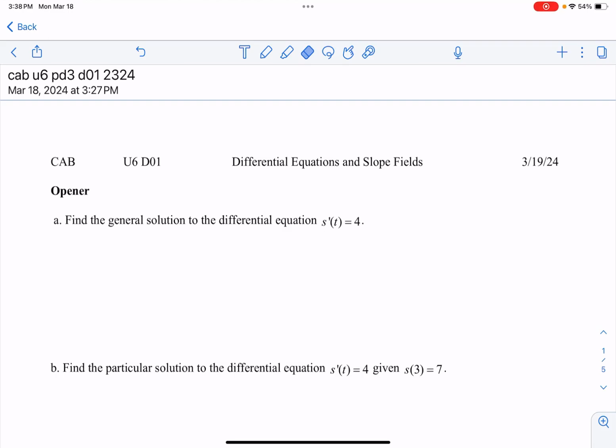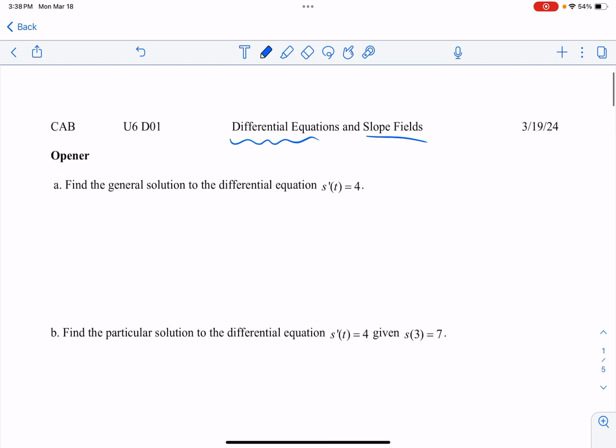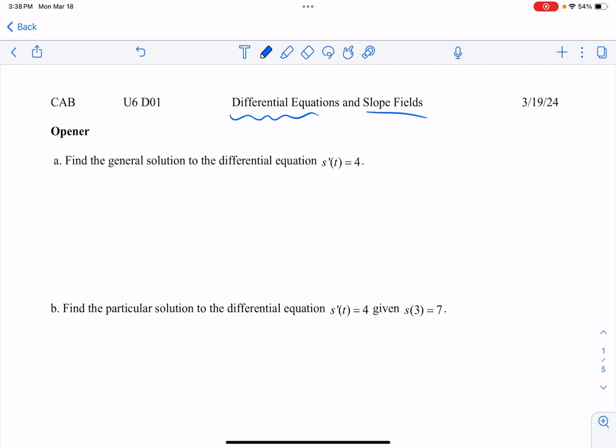All right, so this unit is going to be on differential equations specifically, and today we're going to be talking about slope fields. So let's start with this opener. It says find the general solution to the differential equation s prime of t equals 4.